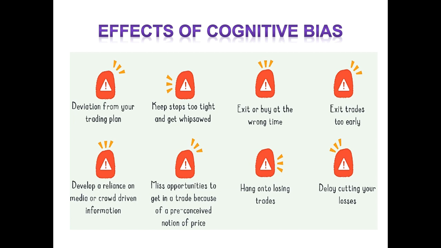Let's look at some of the effects that happen because of cognitive bias. First is deviation from your trading plan, then you keep your stops too tight and get whipsawed. You exit or buy at the wrong time. You exit your trades too early, so you avoid the potential gains that you could have had if you had just stayed in that position for a little longer.